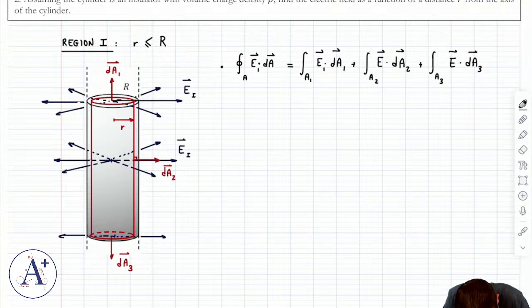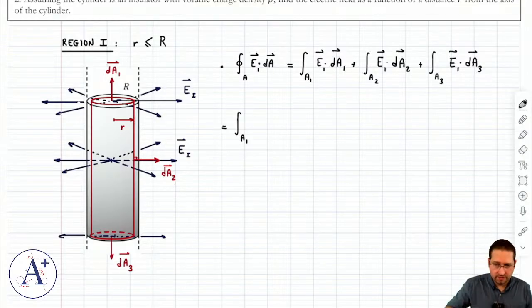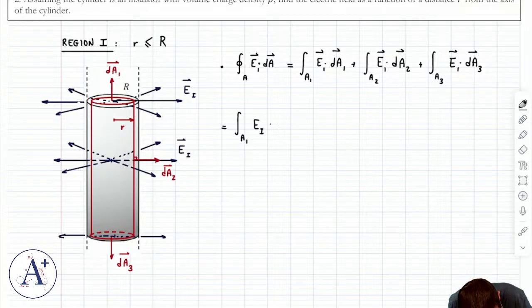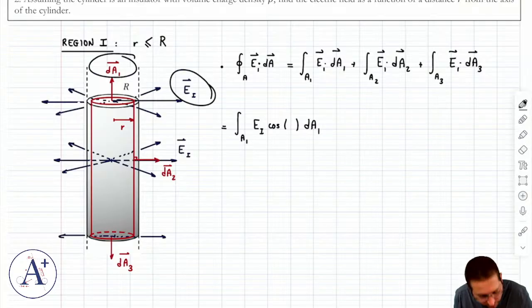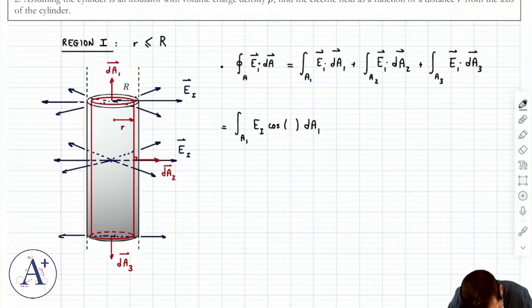All right. Now, let's start with the first integral. A1 is the top surface. Okay, this is going to be E1 times cosine of the angle between E1 and dA1. Well, E1 is horizontal, dA1 is vertical, therefore the angle is 90.